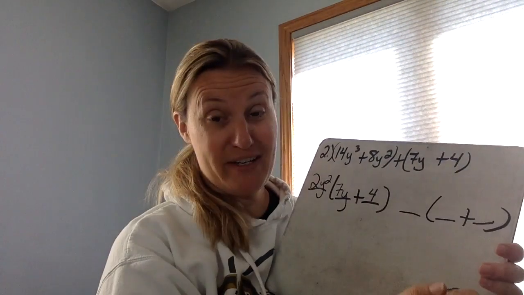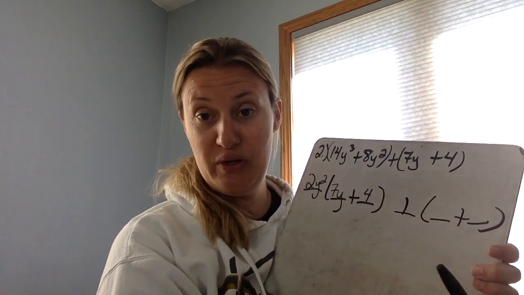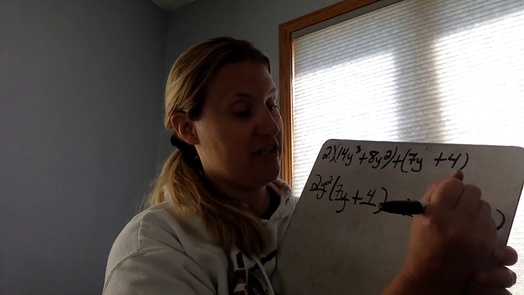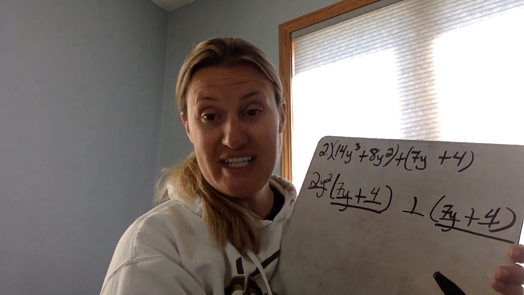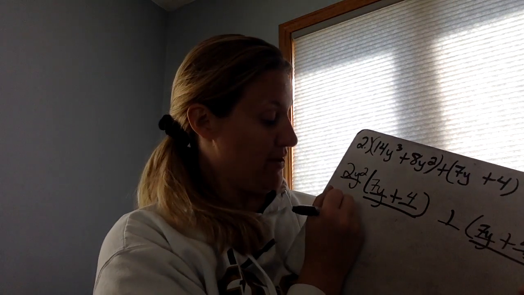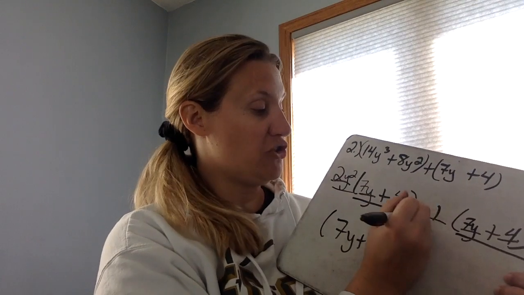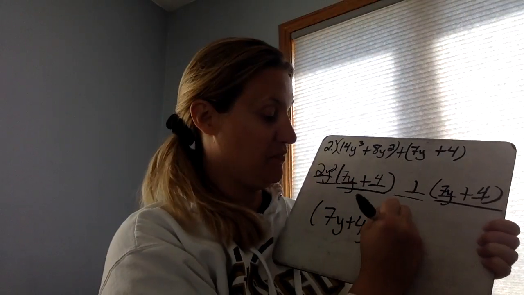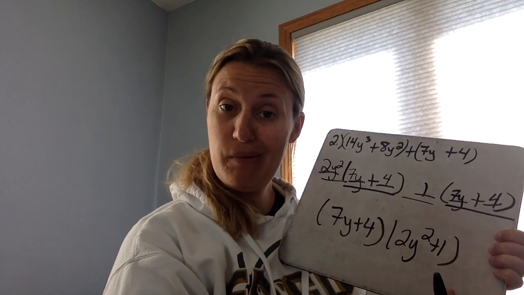Same thing over here. Again, my greatest common factor is a 1. There's nothing that goes into 7 and 4, and I don't have a variable in both of them. That means what I have left here is 7y plus 4. Those are exactly the same, so I know I'm pretty good. So now I can pull out the 7y plus 4, and what's left is 2y squared plus 1. 2y squared plus 1, and that would be my final answer.